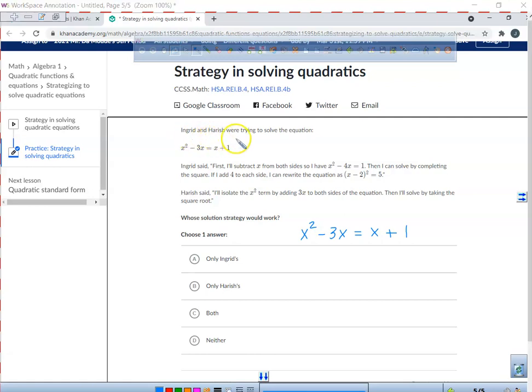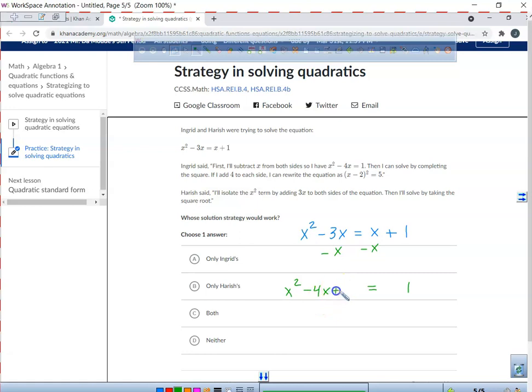Ingrid and Harish, we're trying to solve equations. We have this one. It says Ingrid said, I will first subtract x from both sides. So I'm going to do that first, okay? So I'm going to take away an x, I'm going to take away an x, and I'm left with x squared minus 4x equals 1. She says, then I can solve by completing the square by adding a 4 to each side.